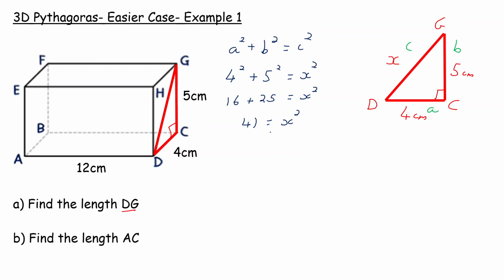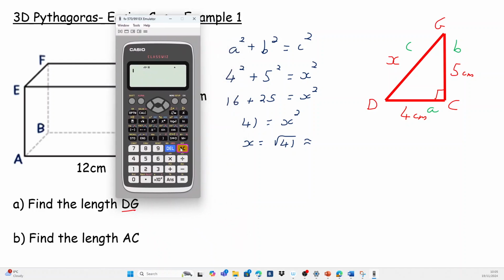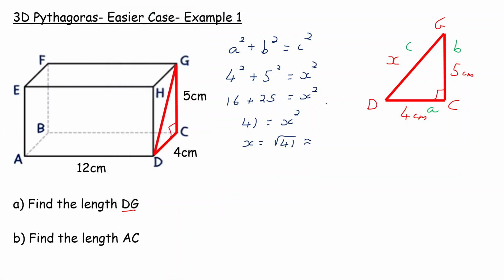I've got to find X, so I've now got to square root that 41. So X is equal to the square root of 41. Now, this is my answer. If you wanted to, you could put it as a decimal. So if you wanted to put this into your calculator, you could also do that. We can say we've got the root of 41, which is approximately equal to 6.4, 6.4 centimeters to 1 decimal place.